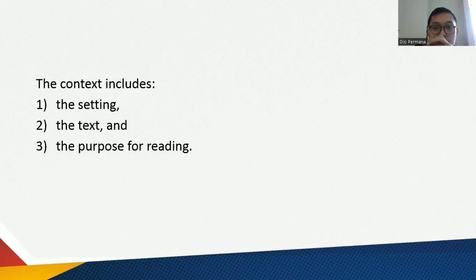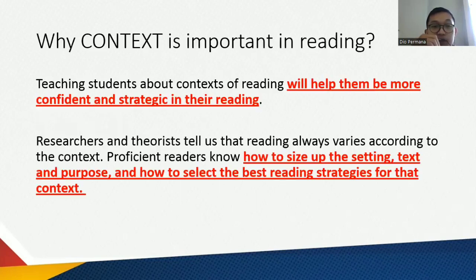Sometimes we don't know the word because the words are unfamiliar. But you can still answer the question by looking at the clue, by looking at the context. It could be the context of the word, and it can be the context of the text. So the context is very important. The context is very important in reading.